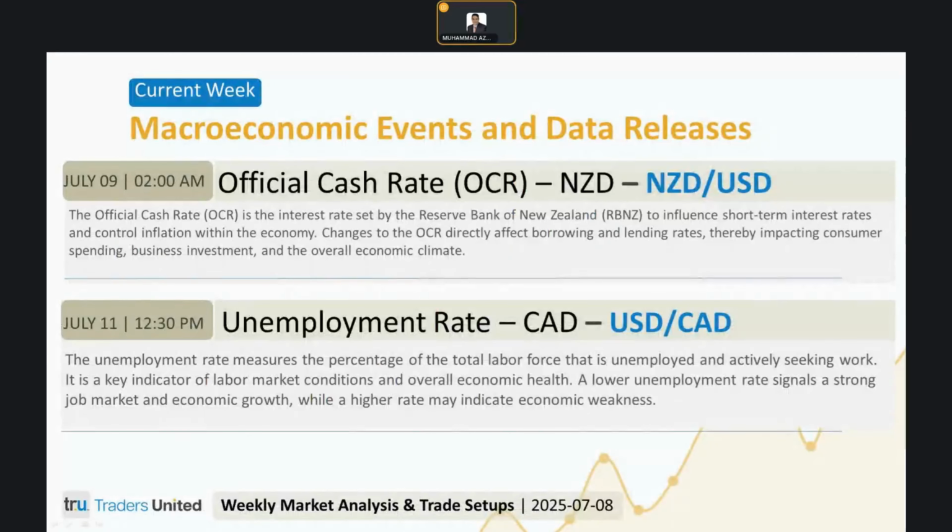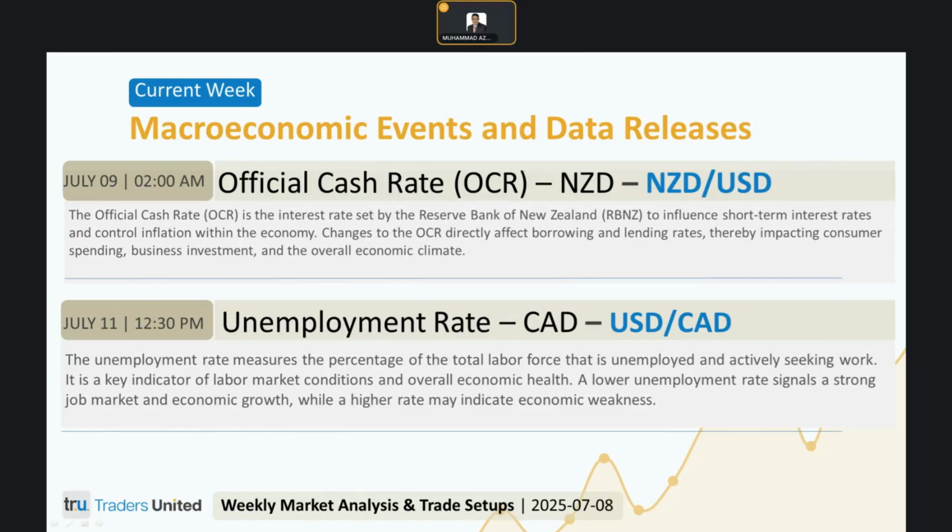The next report is the unemployment rate related to Canada, and we will get it on Friday, July 11th, 2025. Now, what is the unemployment rate? The unemployment rate measures the percentage of the Canadian labor force that is unemployed and actively seeking work. It serves as a key gauge of labor market strength and the broader economic climate. The Bank of Canada (BOC) monitors labor market conditions closely when determining its monetary policy path.